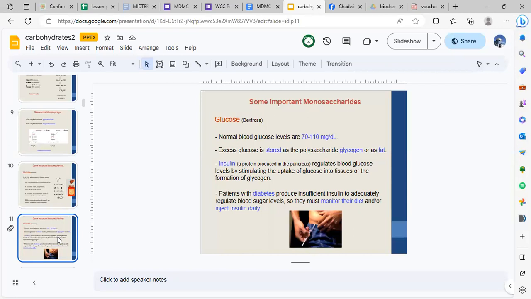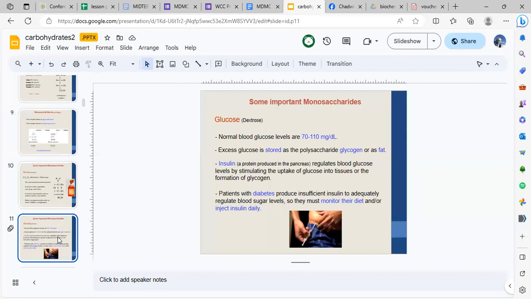In order to get the normal blood glucose levels, they ask you to fast for 8 hours before they get your blood. Okay, so that will be a stable level of the blood glucose level you have in your blood.